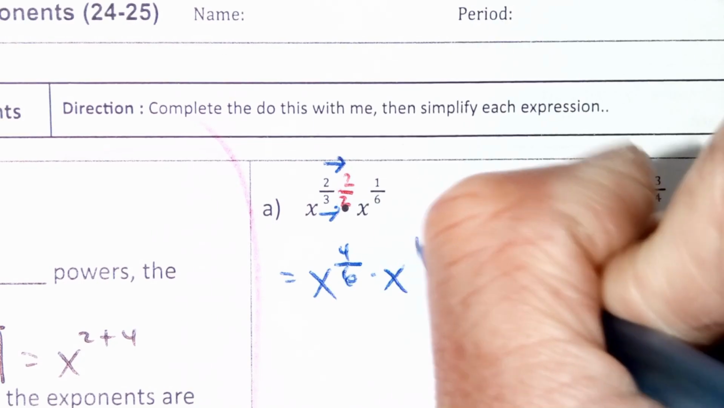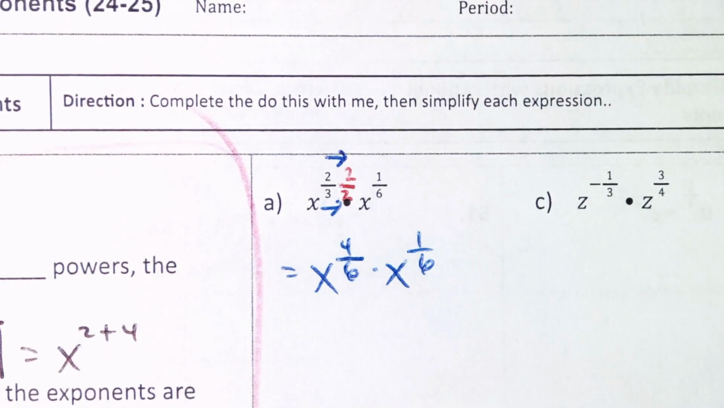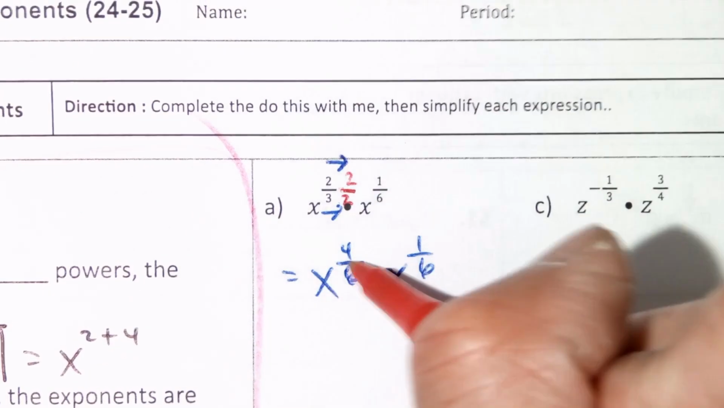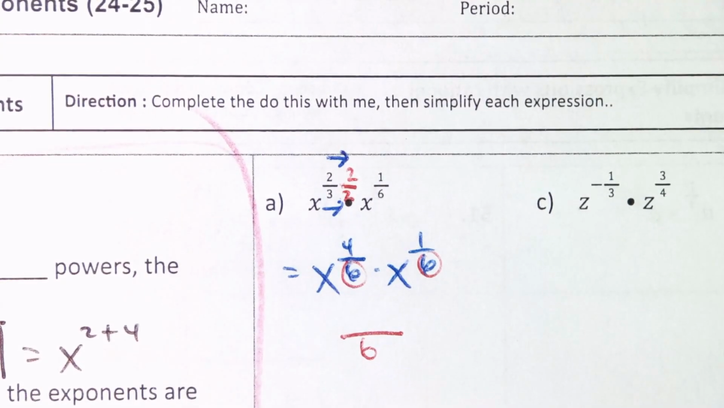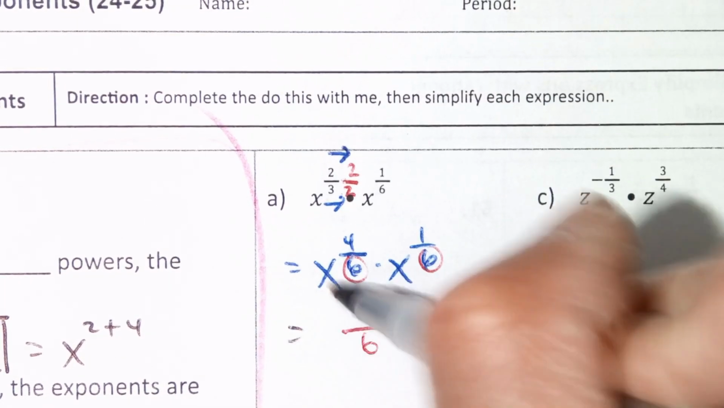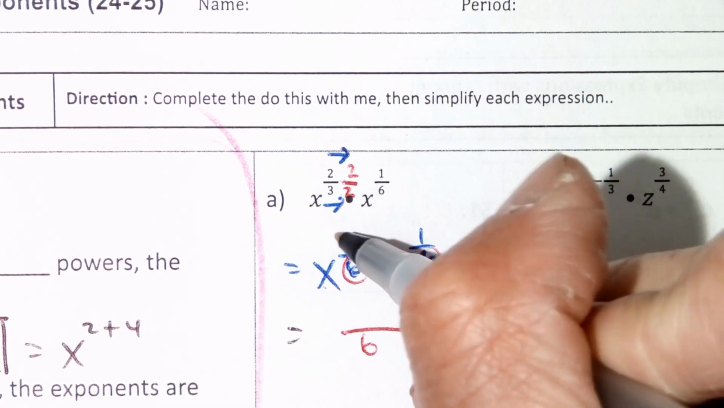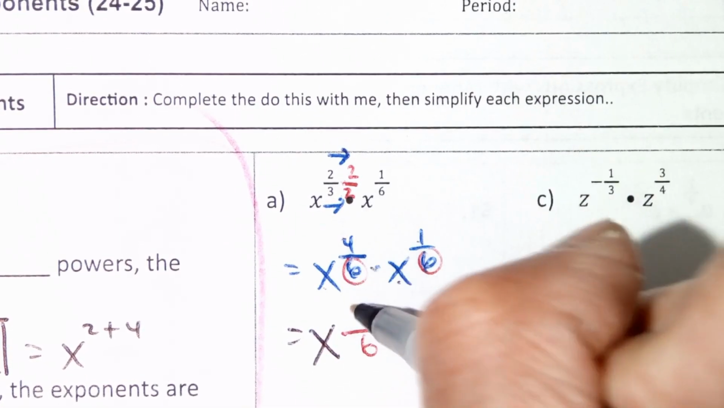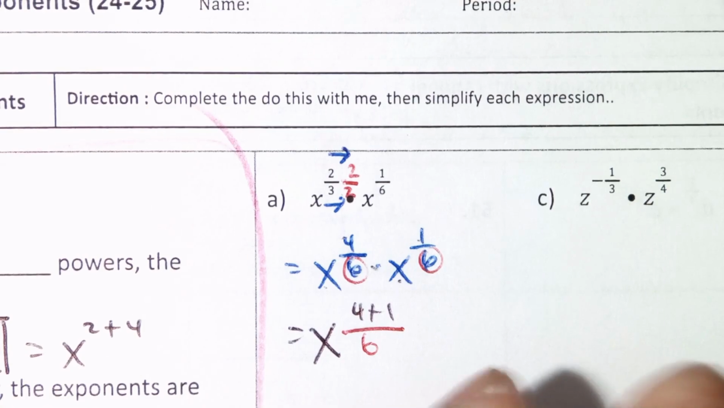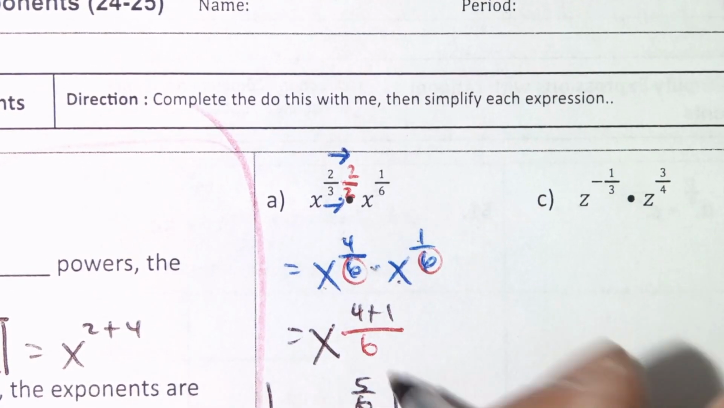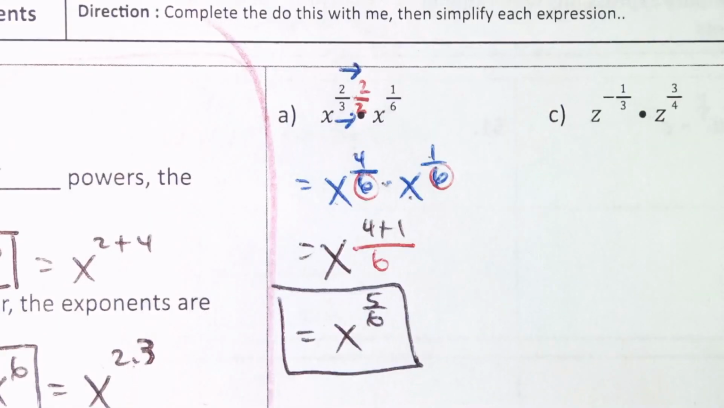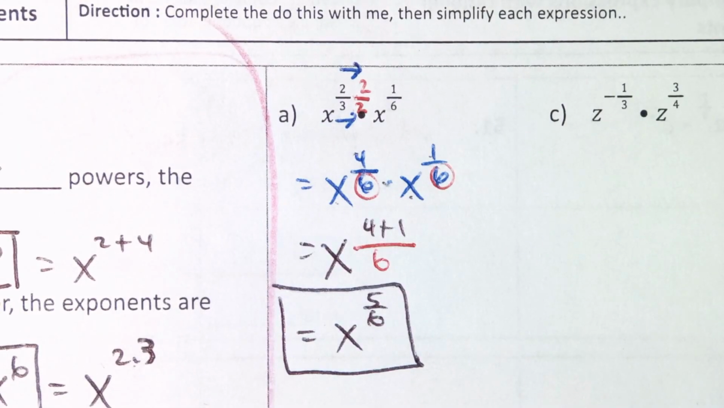So you can multiply across, so you have 4 over 6, and 1 over 6. So a common denominator is 6, so I get 4 plus 1. Now we can add those. So now you're going to get x to the 5 over 6. Okay?